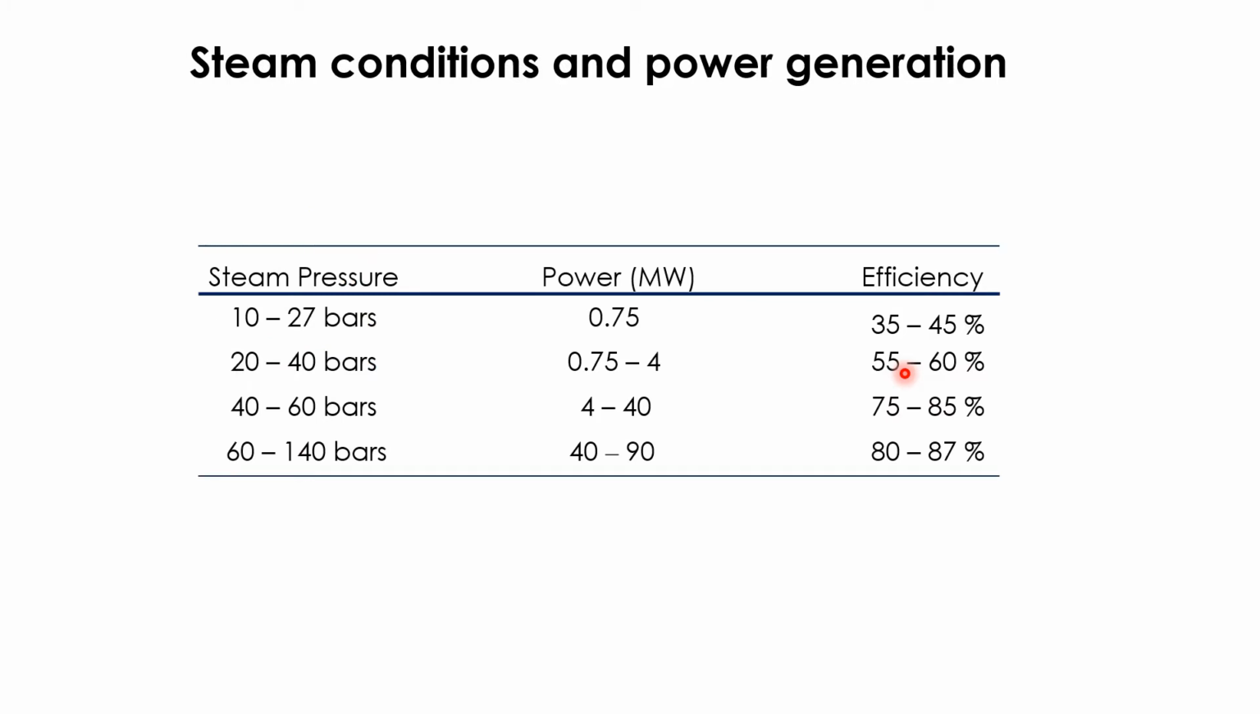The steam condition and power generation typically depend on the steam pressure. When the steam pressure is in the range of 10 to 27 bars, the typical power production is 0.75 megawatt with an efficiency of 35 to 45 percent. As you increase the steam pressure to, let's say here, 60 to 140 bars, the power that can be extracted typically increases to 40 to 90 megawatt with an efficiency of up to 80 to 87 percent.